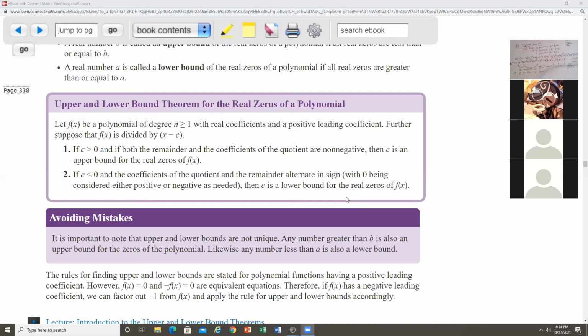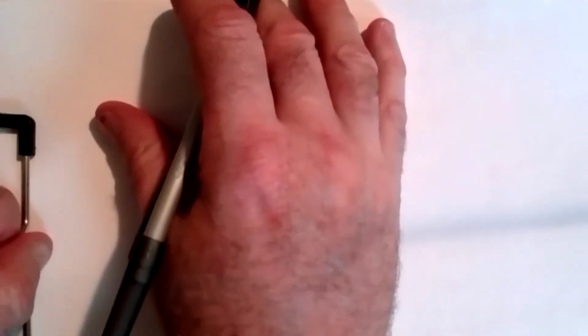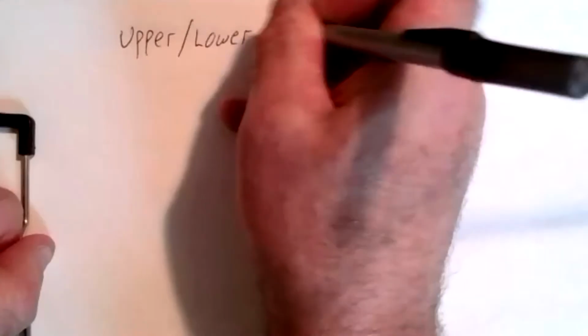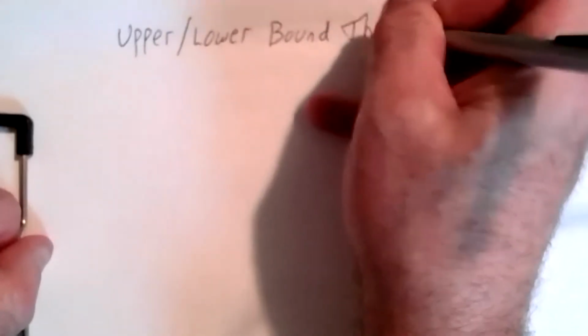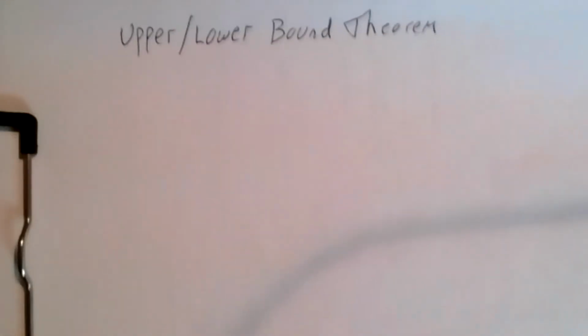All right. So this upper lower bound theorem here. Let me see if I can demonstrate what that's saying with an example. Okay. So the upper or lower bound theorem. All right.